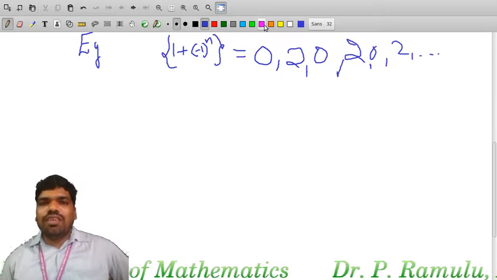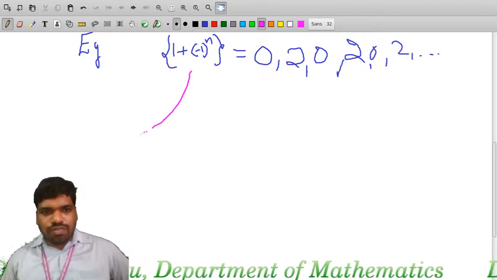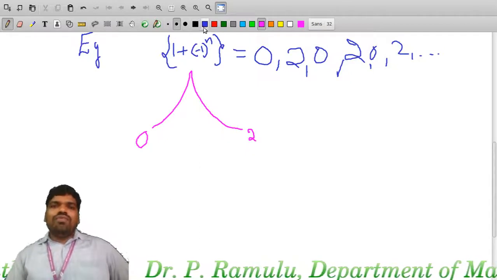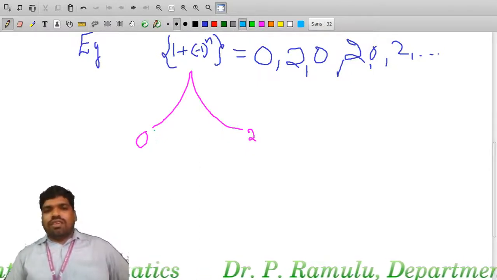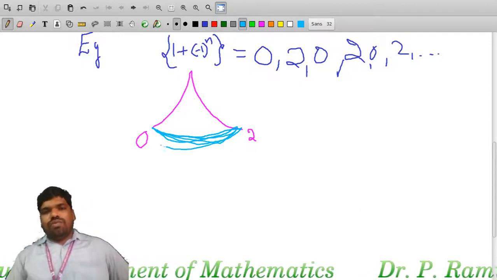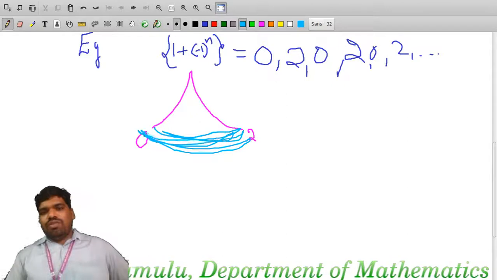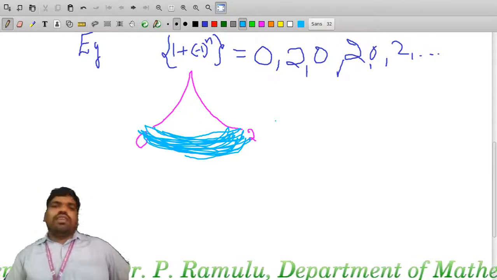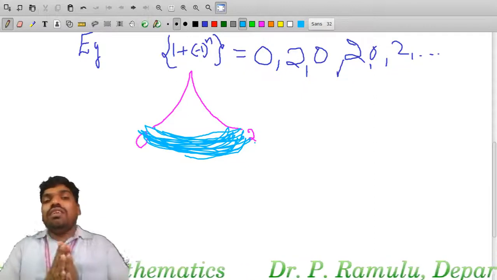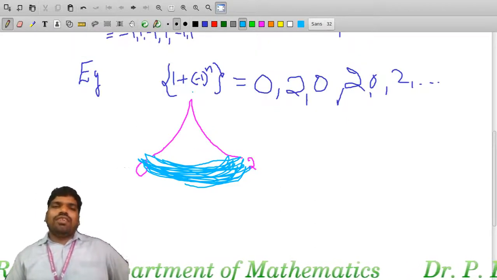If n equal to 1, the term is 0. If n equal to 2, it goes to 2. So the terms go 0, 2, 0, 2, 0, 2, oscillating between 0 and 2. That is why it is bounded. In this interval the terms of the sequence are bounded and oscillating, so this is an oscillatory sequence.